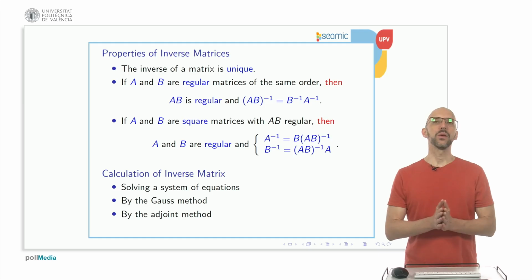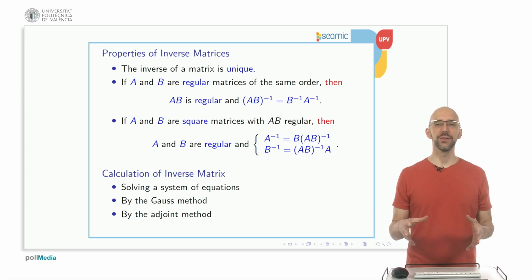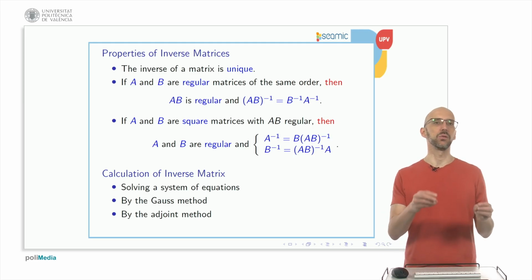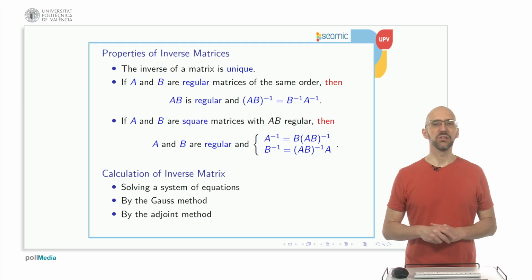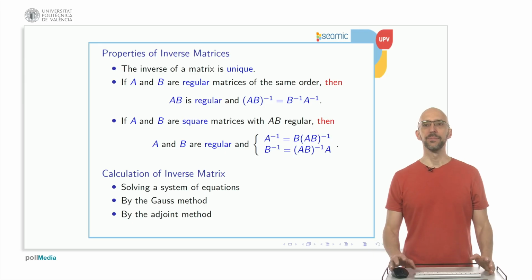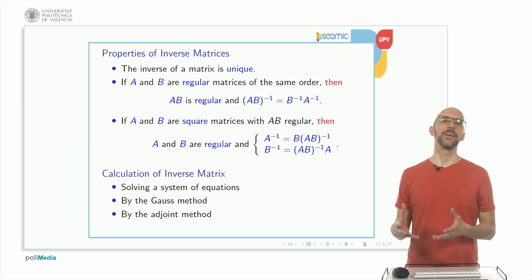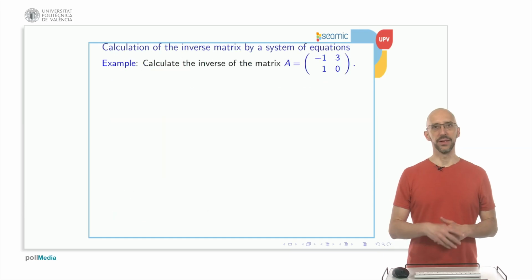Okay, how are we going to calculate this inverse matrix? We can solve a system of equations, the hardest way, use the Gauss method, a much nicer way, or use a formula called the adjoint method. All three ways are perfect. The first one is not clever, so use the Gauss method or the adjoint method. Also, the higher the order of the matrix, the more time it's going to take to calculate the inverse.